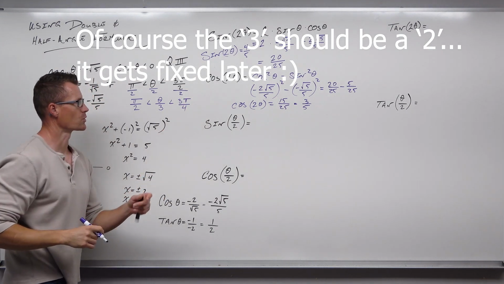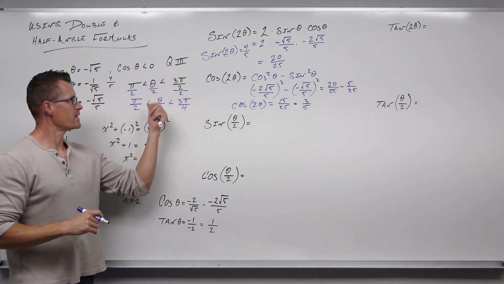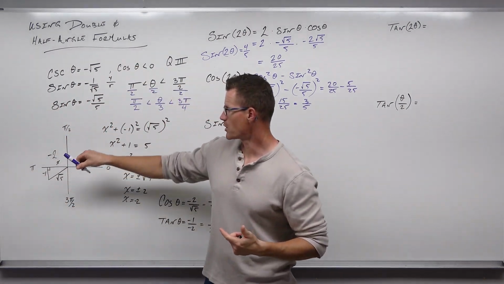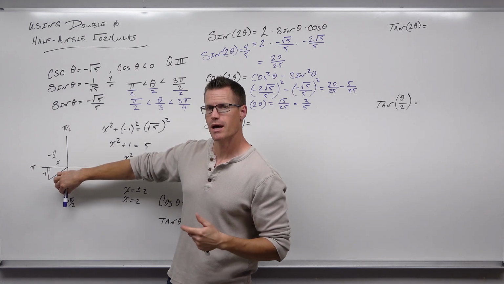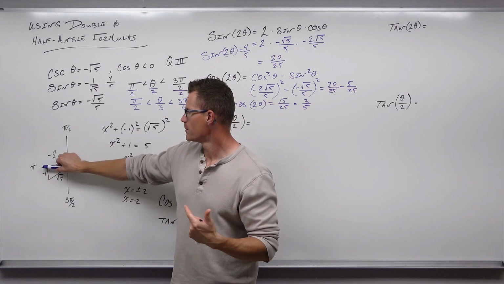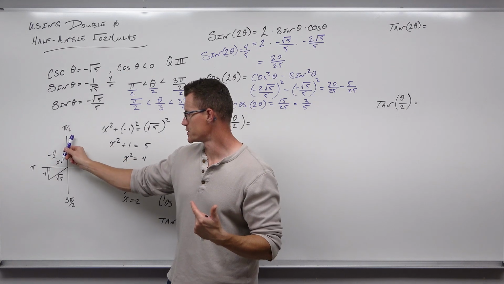I guess say quadrant 2, we're in quadrant 3. So if we divide that by 2, this says that if your original angle is in quadrant 3 from pi to 3 pi over 2, and you cut that angle in half, where are you going to be? Well, pi divided by 2 is pi over 2.